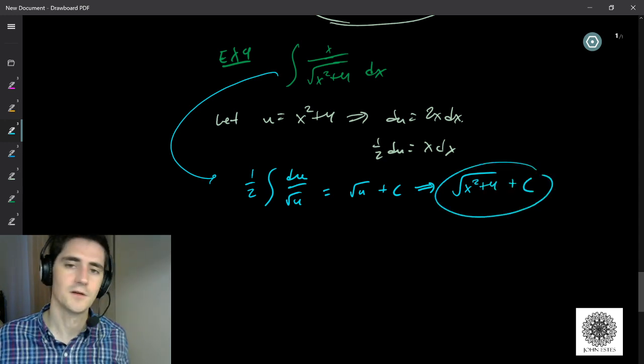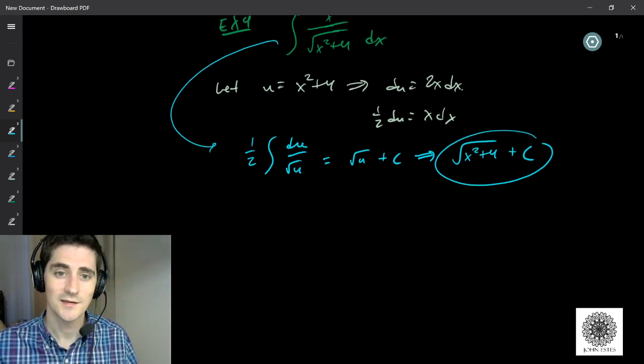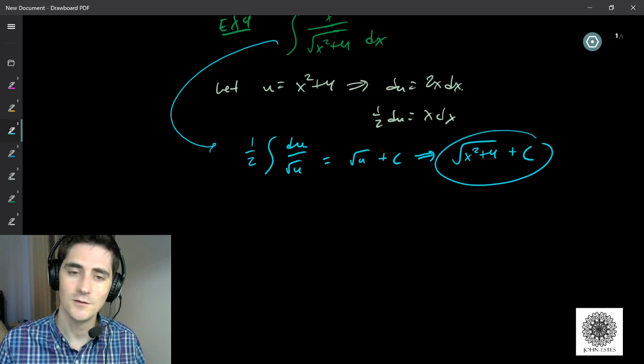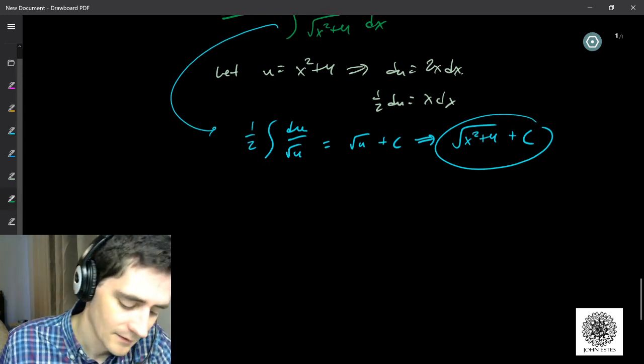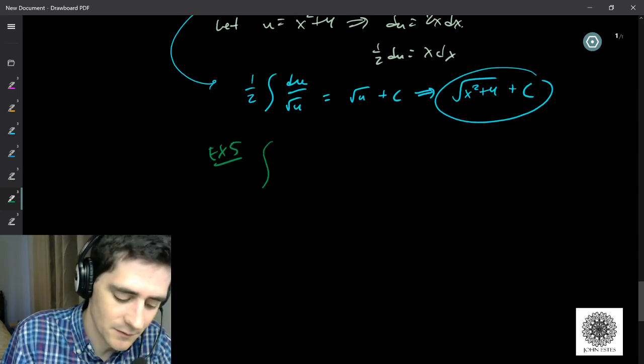We didn't need to do a trig substitution. So you need to always double check or go through the process, honor the process, start out seeing if you could do a U substitution first. All right, let's look at example 5. And let's see if we need to use a U substitution or not.